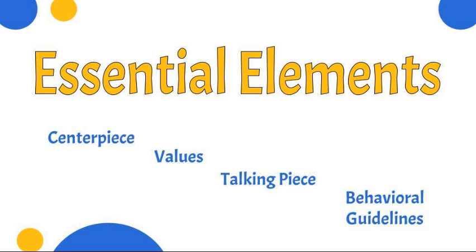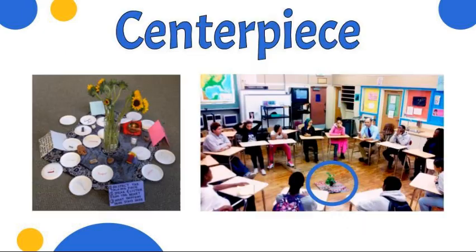Here are some essential elements. Every circle has a center, and the centerpiece belongs in the center, just as the name implies. It should sit on the floor in the center of the open space. The centerpiece may include something that represents the group as a whole or a shared vision of the group. Centerpieces can be built collectively and added to as the year progresses and as the circle's vision or focus evolves. Here's an example.